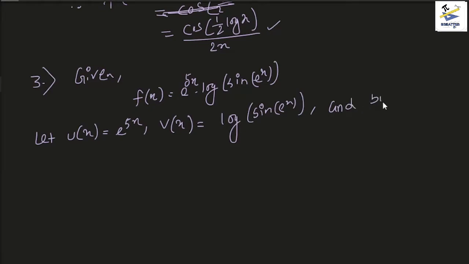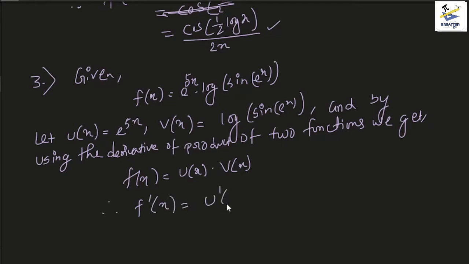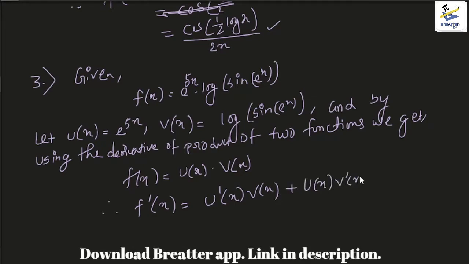And by using the derivative of product of two functions, we get, since f of x is just equal to u of x into v of x, what we get is f dashed x is equal to u prime x into v of x plus u of x into v prime of x, right?